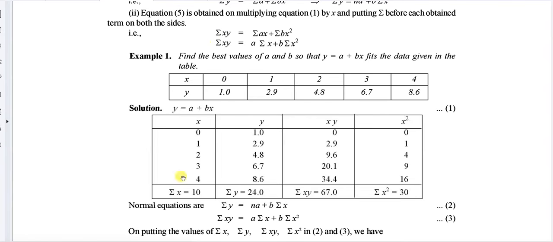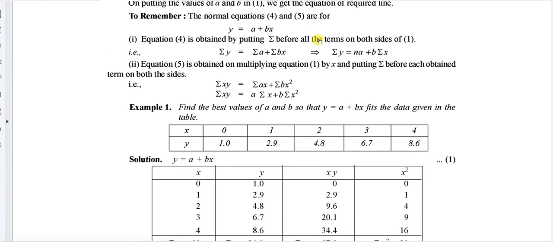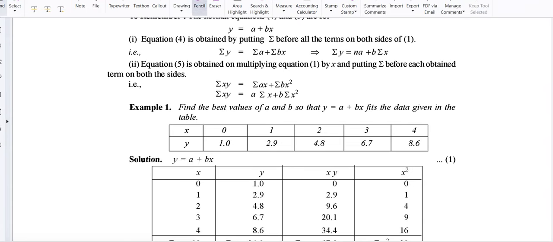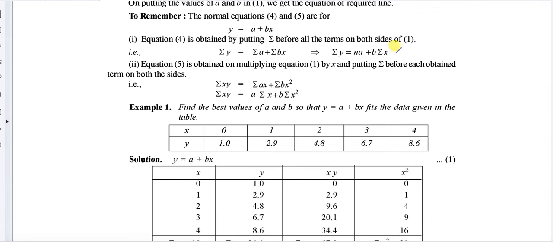As per the normal equations here, sigma xy equals a sigma x plus b sigma x square. And another equation is sigma y equals n into a plus b into sigma x. These are the equations, and the values we don't know are the ones we are computing. Let this be the first equation.